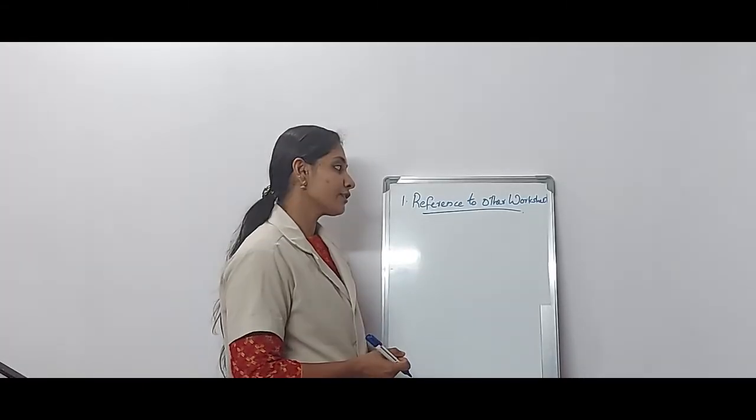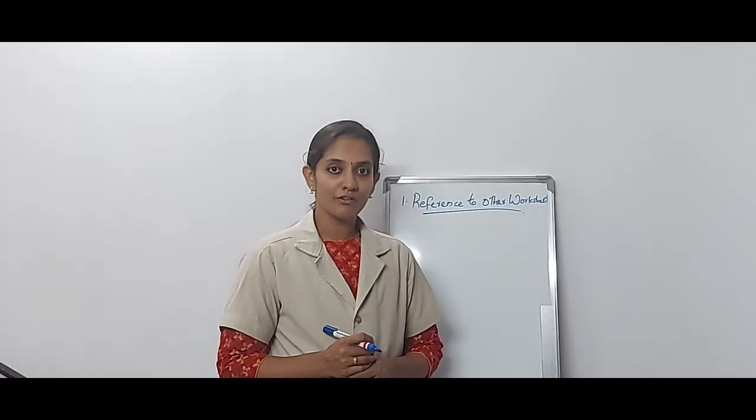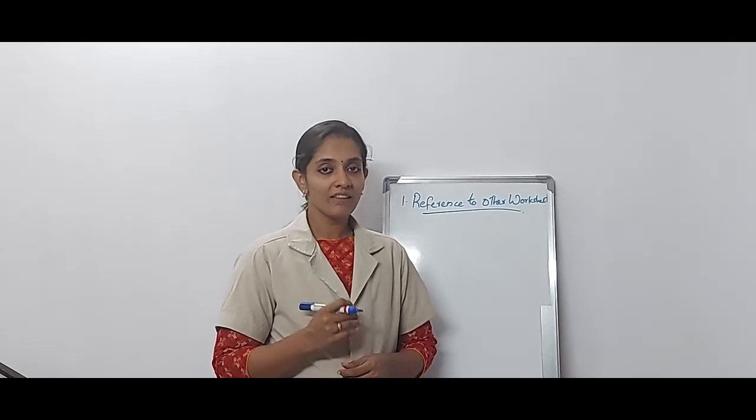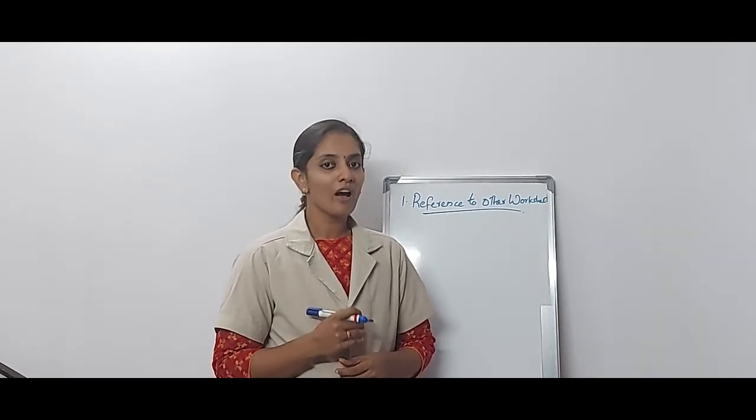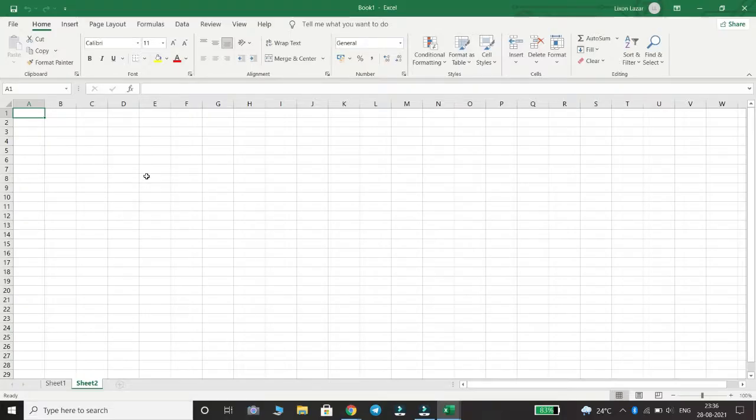First one is a reference to other worksheet. We can easily refer to the cells in another worksheet within the same workbook. For example, to enter a reference to cell A2 in sheet 2 into cell A1 in sheet 1, you have to follow these steps. This is sheet 1 and this is sheet 2. Like that we can create many sheets in Excel. So I am going to give a reference between these two sheets.